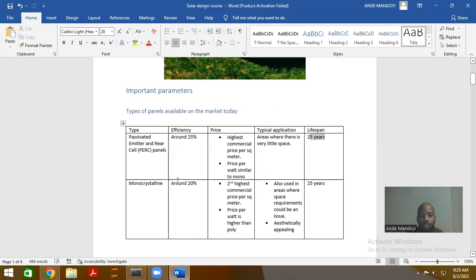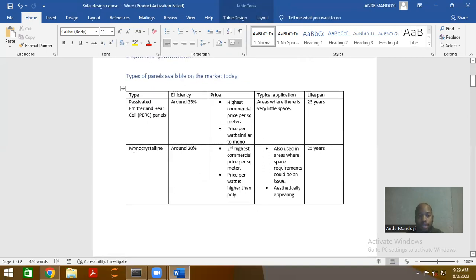Second most efficient commercially available panel is the monocrystalline. This, by the way, is an improvement of the monocrystalline. A lot of what you find here physically exists here. It's just that this has some extra stuff to give you more bang for your buck. But more on that in other videos. I'm not going to be discussing the actual physics of how these things work. The monocrystalline is about 20% efficient. It has the second highest commercial price per square meter, but the price per watt is similar to this, or in some cases it might even be higher, but it is definitely higher than your polycrystalline, which we'll discuss next.